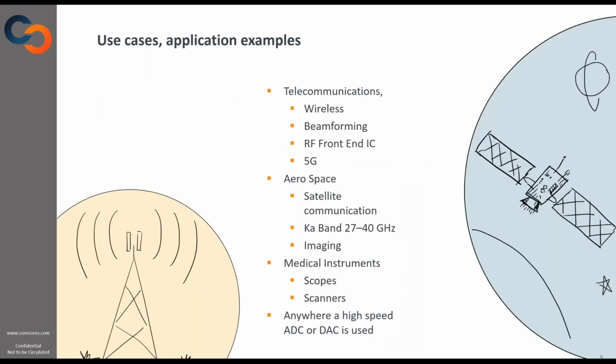And some use cases and application examples. So where is JESD204 used? In telecommunications, a lot in wireless, 5G RF front ends, beamforming applications. In aerospace, for satellite communications like Ka band transmission, high gigahertz frequencies, and maybe some imaging applications. And the medical sector, I heard talks about people using it in scopes that go inside of people, so transmitting data from there, or medical scanners. Basically, anywhere you have use for high-speed ADCs or DACs, that's where you can find JESD204.